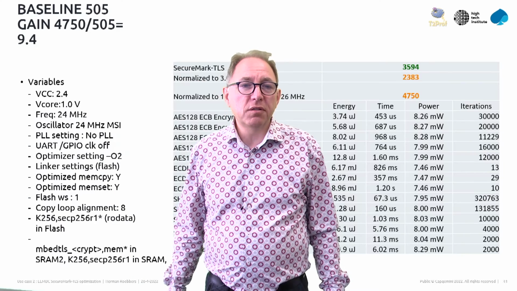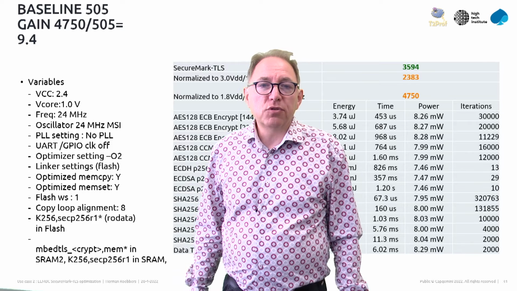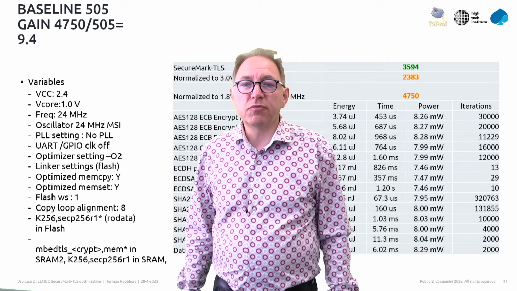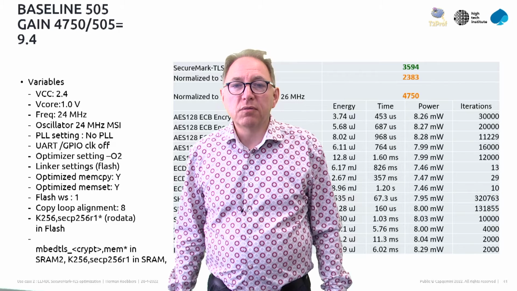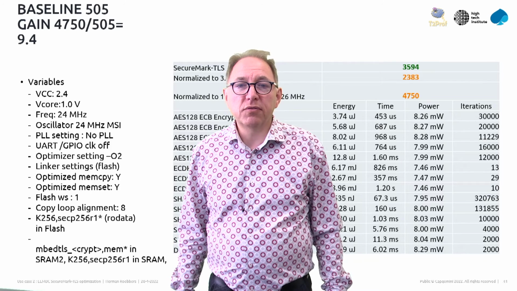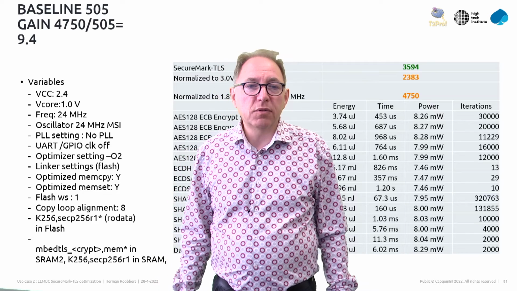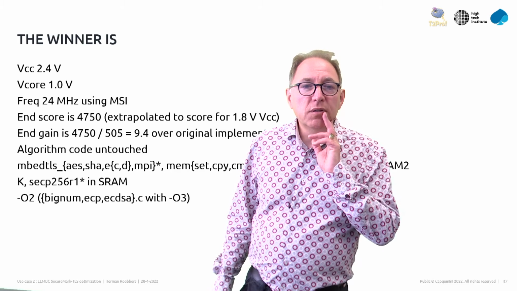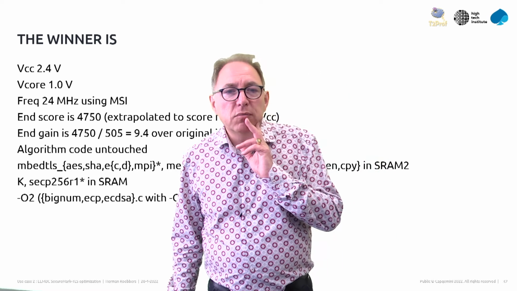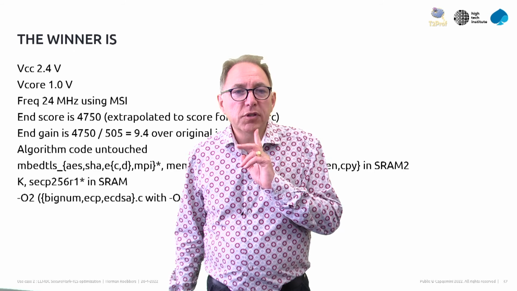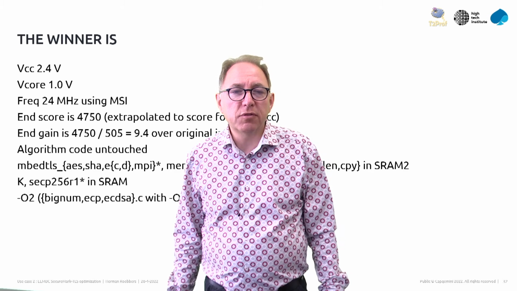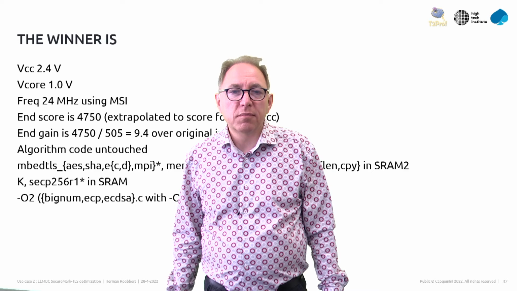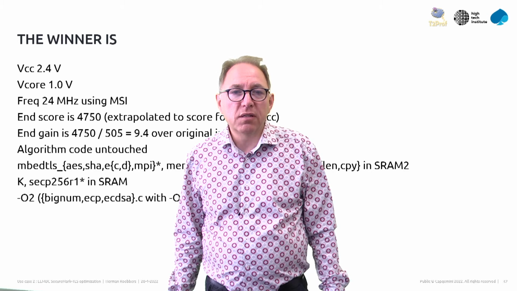So if we add all this stuff up, then we get a winning combination, and the score went from 505 to 4,750. So we can look a little bit more. We should be at 1.8 volt and not 2.4 volt, but we have the core voltage at 1.0, 24 megahertz. So the end gain is 9.4 over the original implementation.